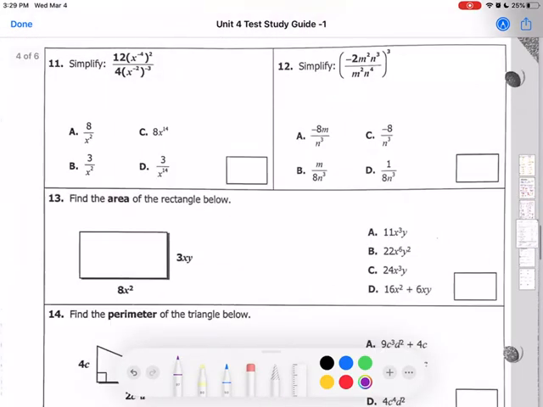All right, we're going to flip to the next page and do 11 and 12. Once again, I'm going to be using quotient rule, but first I need to use power rule. I'm going to distribute these exponents. So I get 12, x to the negative 4 times 2 is negative 8. And on bottom I get 4, x to the negative 2 times negative 3 is a positive 6. So I'm looking for a common factor between 12 and 4. Both of these numbers are divisible by 4.